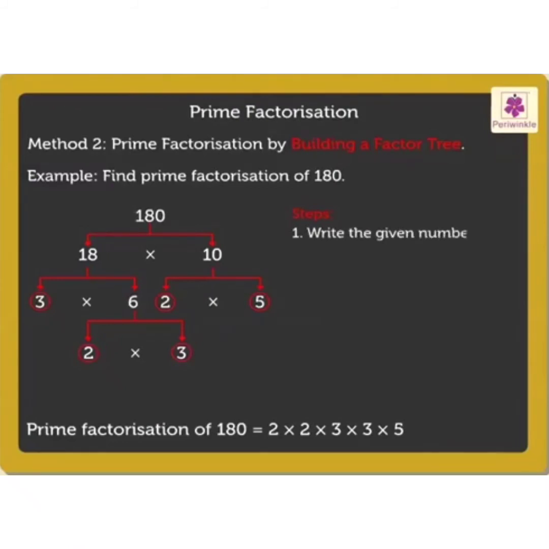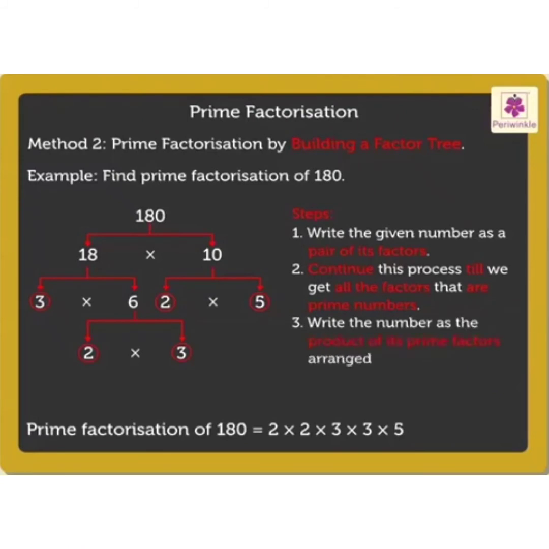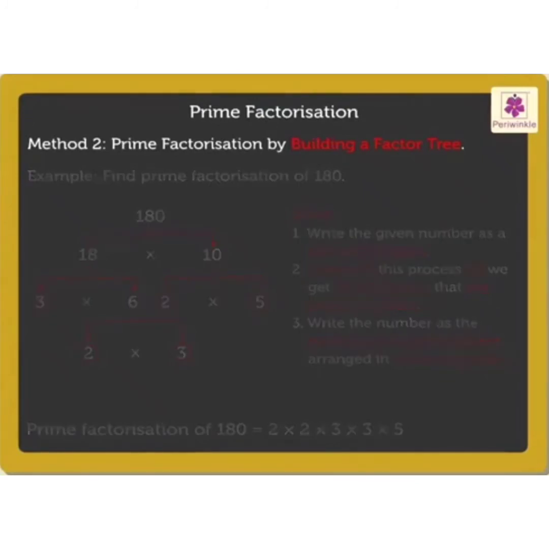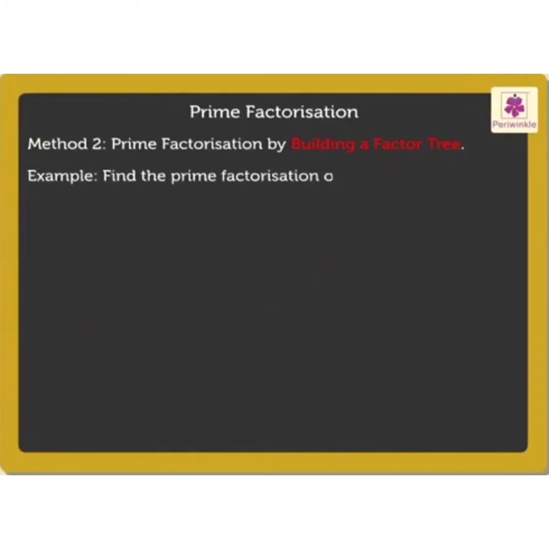In this method too, we follow 3 steps. They are: step 1, write the given number as a pair of its factors. Step 2, continue this process till we get all the factors that are prime numbers. Step 3, write the number as a product of its prime factors and arrange in ascending order. Now let us solve one more example.